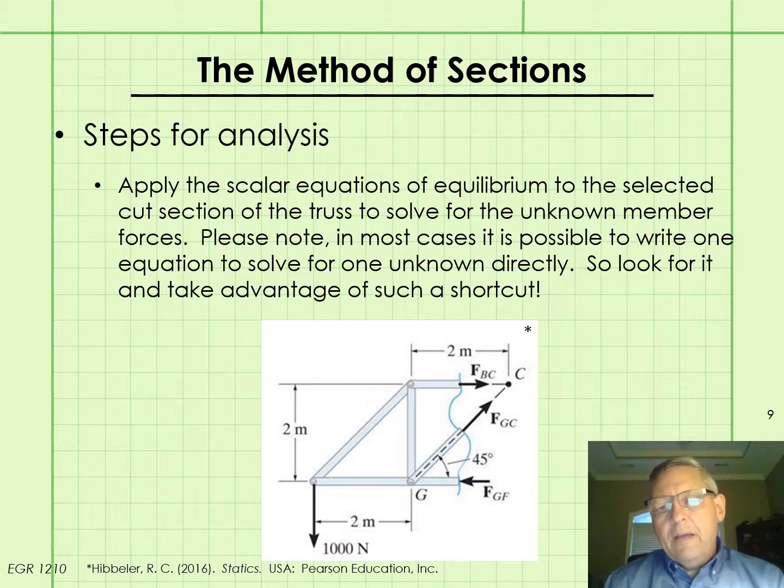Also note that when you start solving for your unknowns, there's usually one equation you can write where you can solve for one unknown directly. In other words, you can write an equation that only has one unknown in it in a lot of these method of sections problems, and that should be the equation that you try to write first.